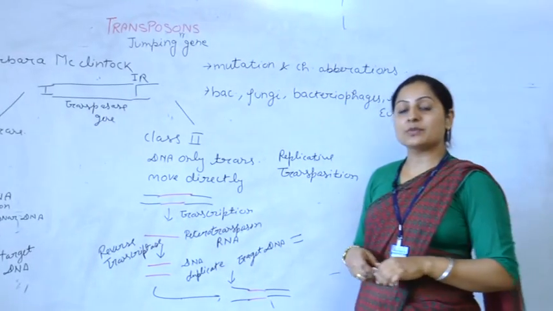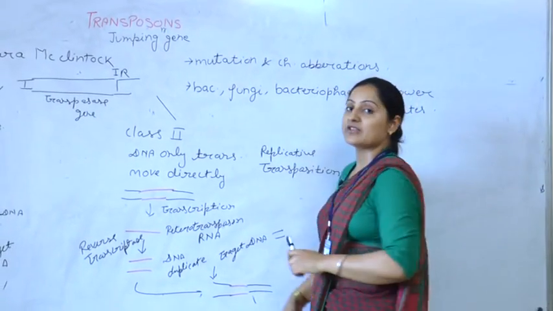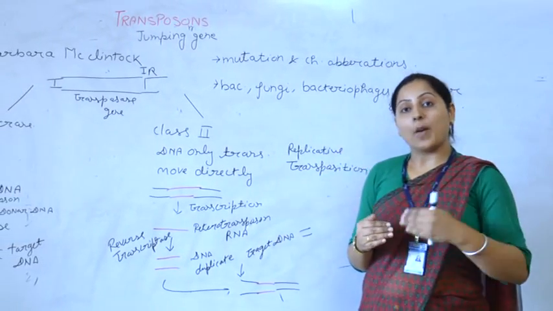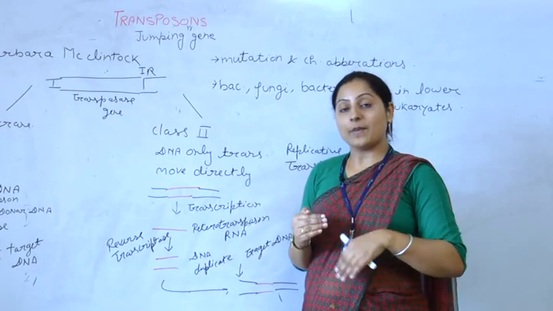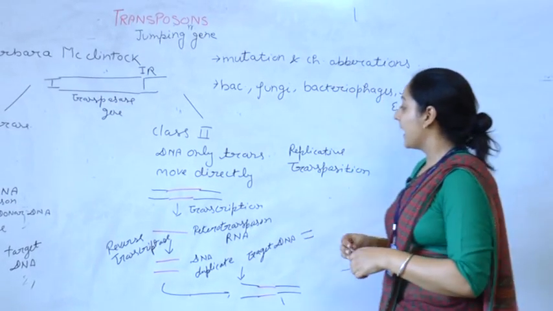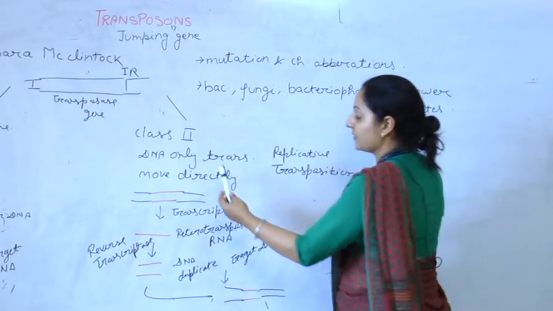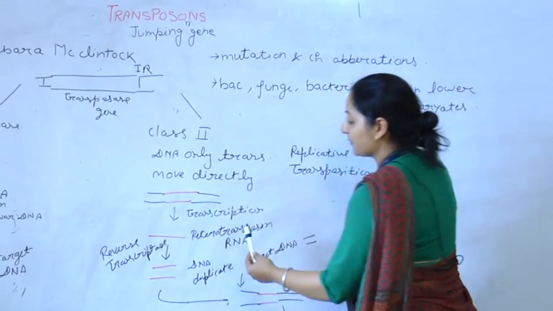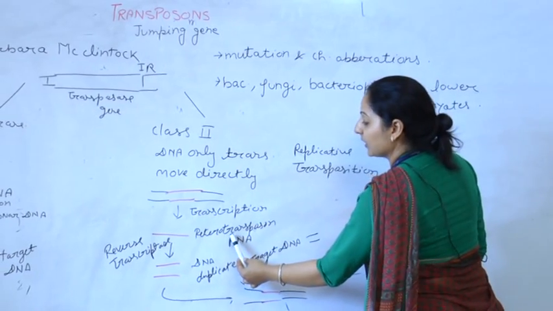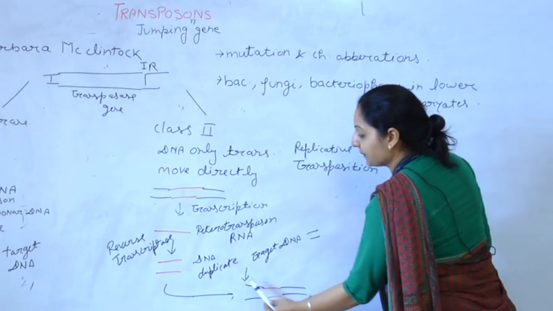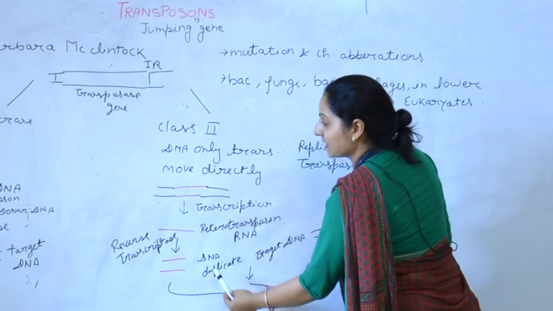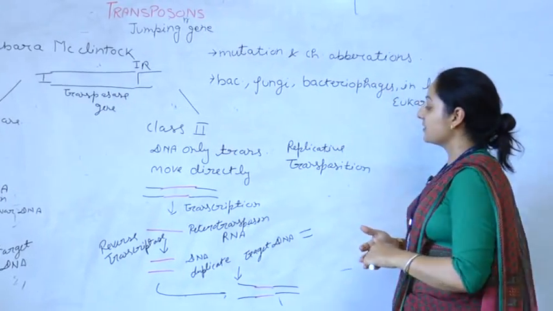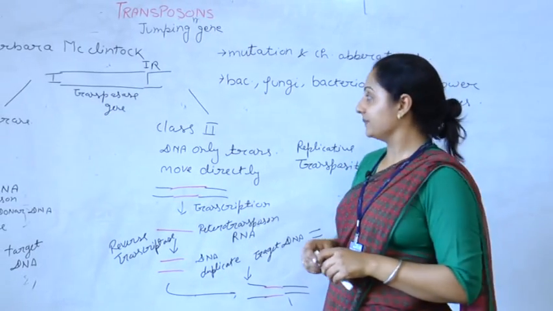Class 2 transposons are called DNA-only transposons. They don't make a copy of their DNA, but they jump themselves to another position and move directly, and this is the procedure. This is the transposon element. Now they will move directly to the target DNA, and they don't duplicate themselves like the class 1 DNA. This process is called conservative transposition.